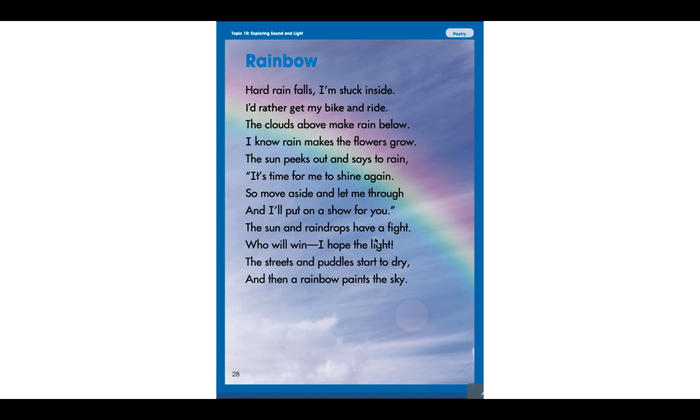The sun and raindrops have a fight. Who will win? I hope the light. The streets and puddles start to dry, and then a rainbow paints the sky.